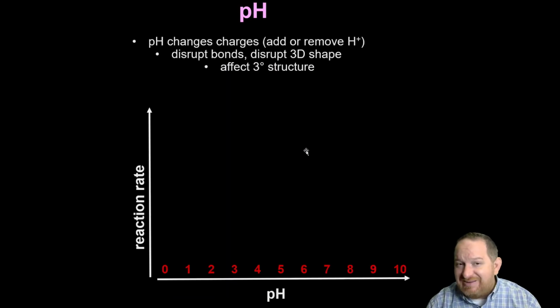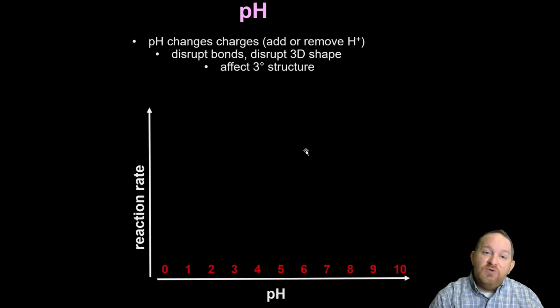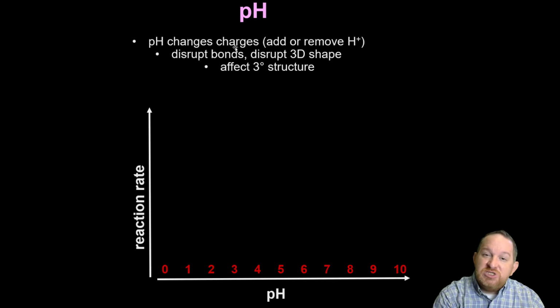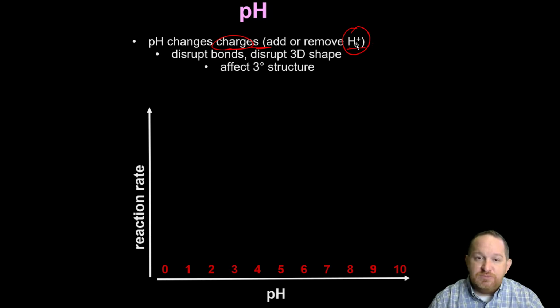Enzymes also have an ideal pH. So if you think about pH, how acidic or basic something is, the pH changes the charges of these enzymes, right? Remember pH, the hydrogen ion concentration. This can disrupt bonds, change the 3D shape, and affect the tertiary structure.